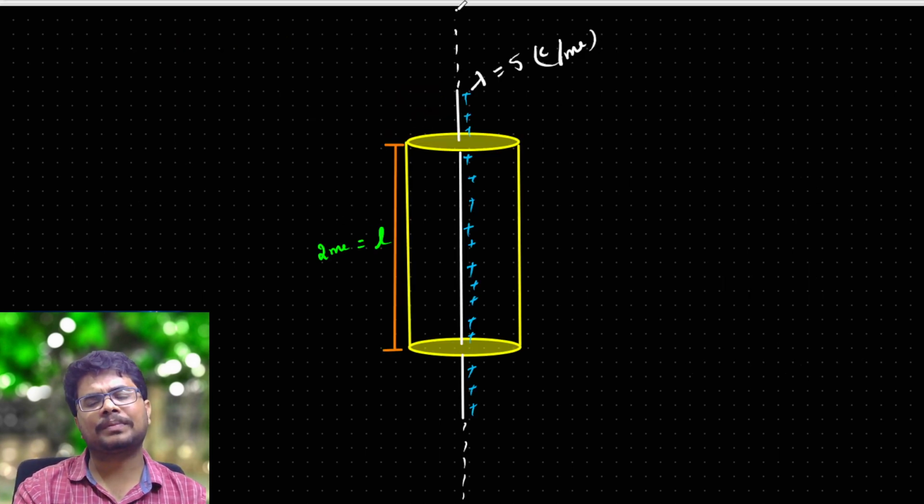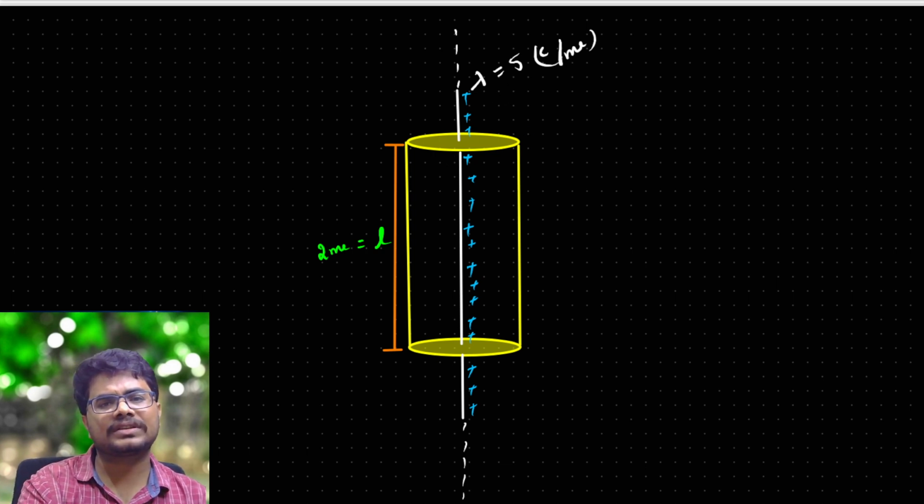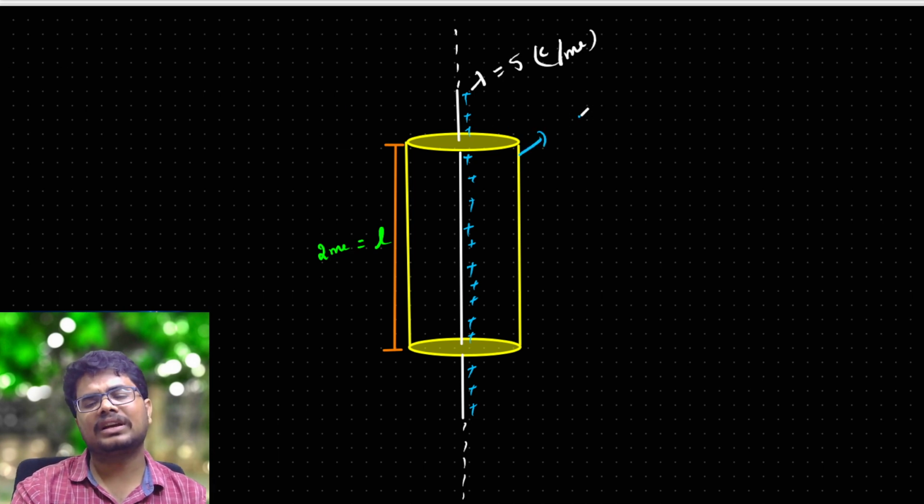Based on this also, one or two applications I am going to show you. One infinite wire is there, lambda equal to 5 coulomb per meter. They took one Gaussian surface. Which Gaussian surface? A cylindrical one they took. In this Gaussian surface, what is the flux coming out? They're asking. It means how much charge is inside, you need to calculate now.